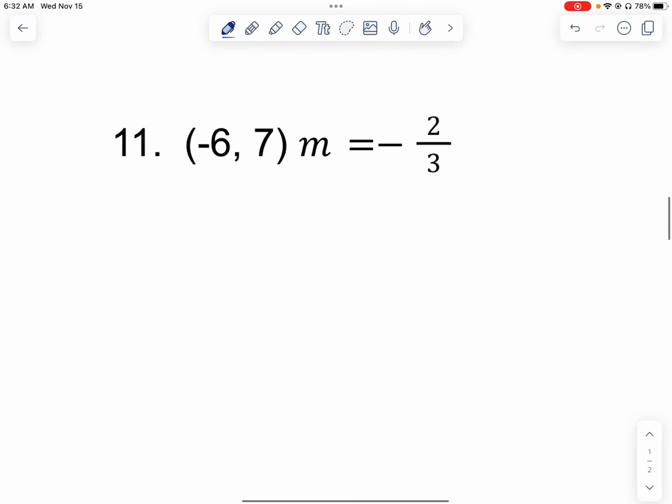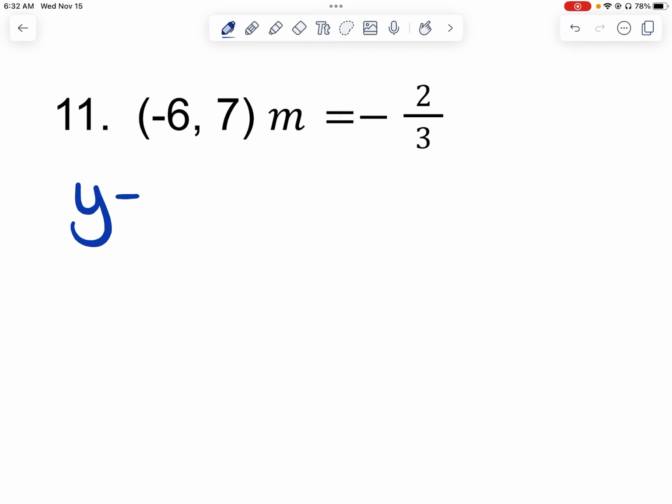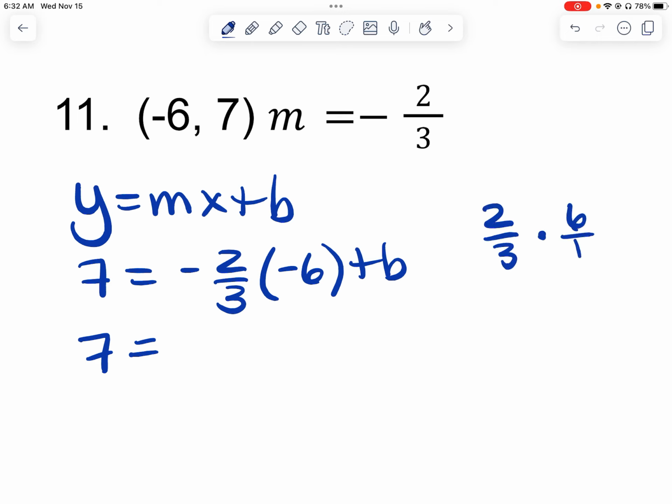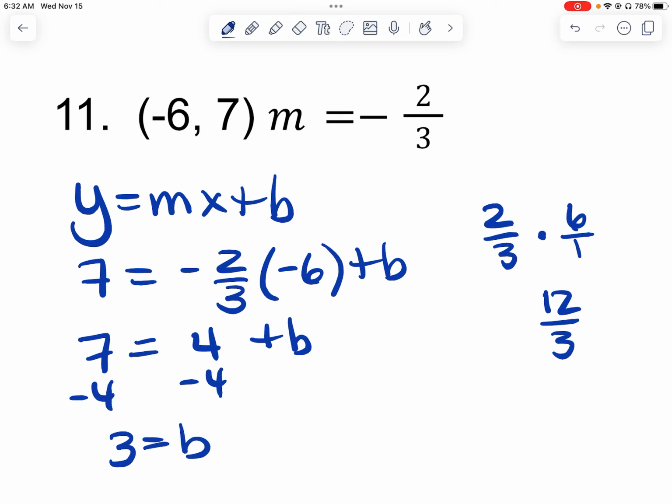Number 11, y equals mx plus b. 7 equals negative 2/3. My x value is negative 6. My b value is what I'm going to find. So negative times a negative is a positive. 2/3 times 6 over 1. Multiply across, I get 12 over 3. That would be 4 plus b. Subtract 4 from both sides and get 3 is equal to b.